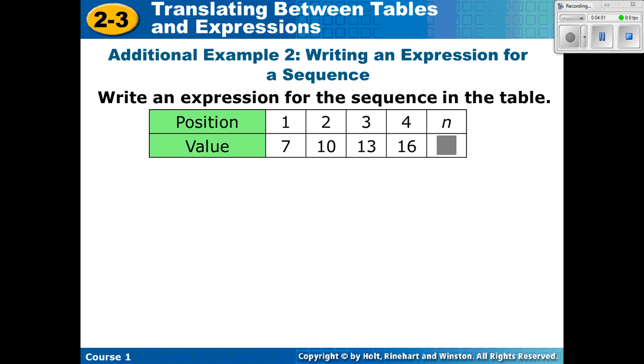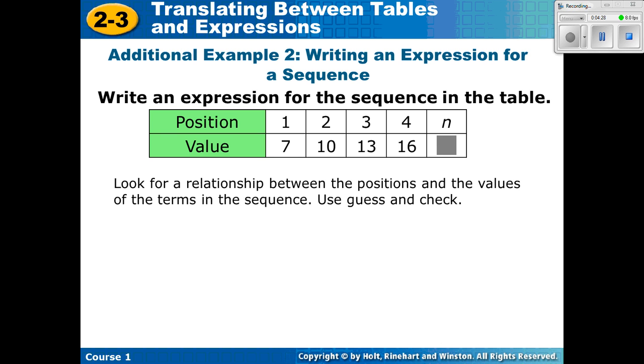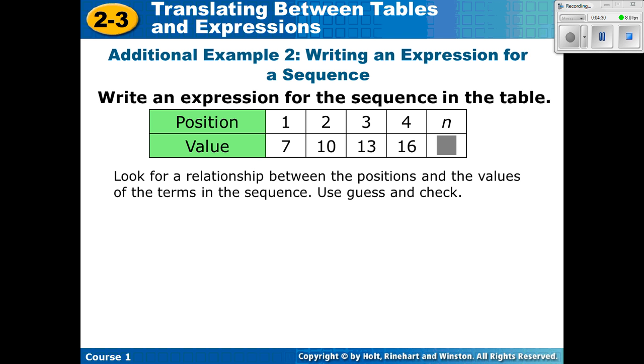So write an expression for the sequence in the table. So let's look at the position at the top. 1, 2, 3, 4, and the letter N. There's our variable. The value at the bottom says 7, 10, 13, 16, and then we have the blank square where we need to write our expression. So first we need to look at the relationship between the positions and the values of the terms in the sequence. Use the guess and check method.